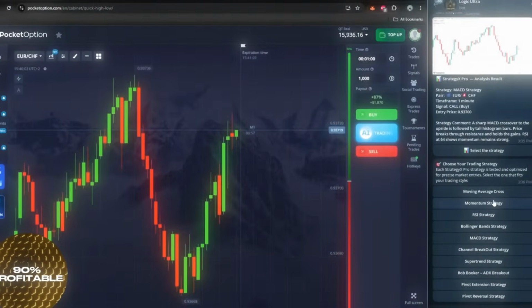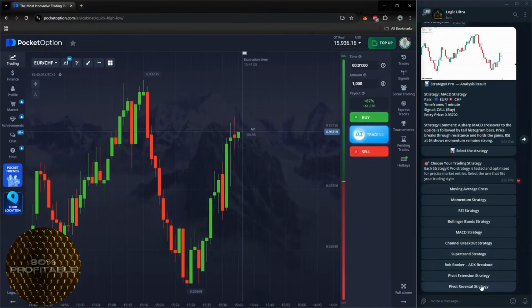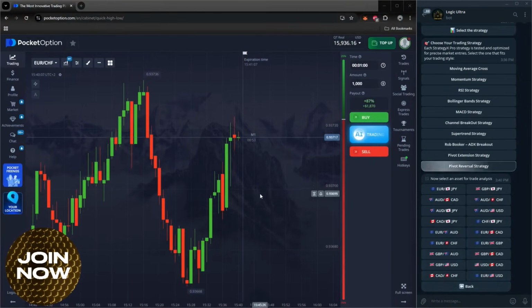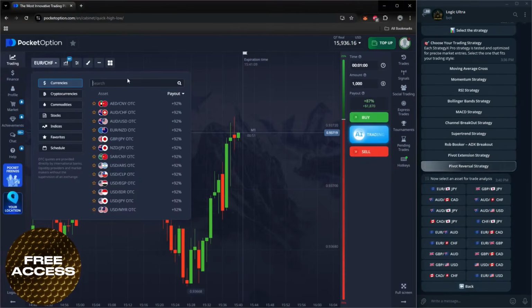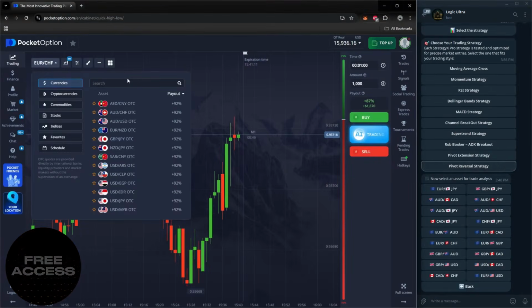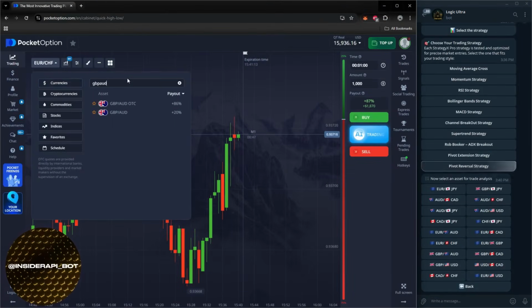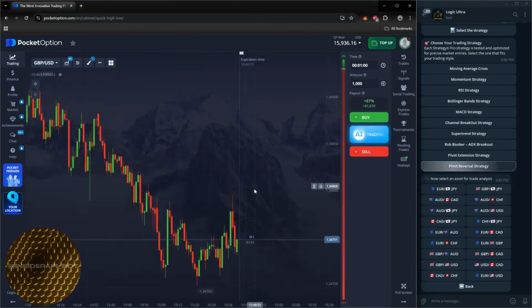All right, let's select a more complex strategy. Now let's go for pivot reversal strategy, and the next step is to find an asset you want to trade on. We were at the Euro Swiss franc, so let's go down the line, and Great Britain United States dollar, and there it is, 87%.